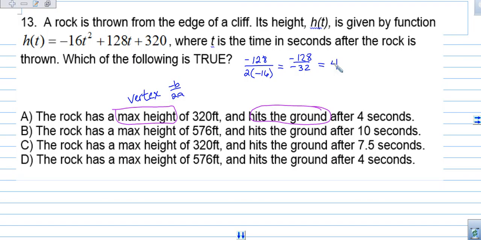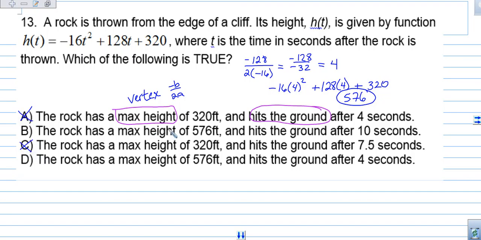So what you'll do is take that 4 and plug it back in. Now we'll go negative 16 times 4 squared plus 128 times 4 plus 320. When you type that in your calculator just as it is, you'll end up with 576. And so that's how you can eliminate A and C from being the answer.